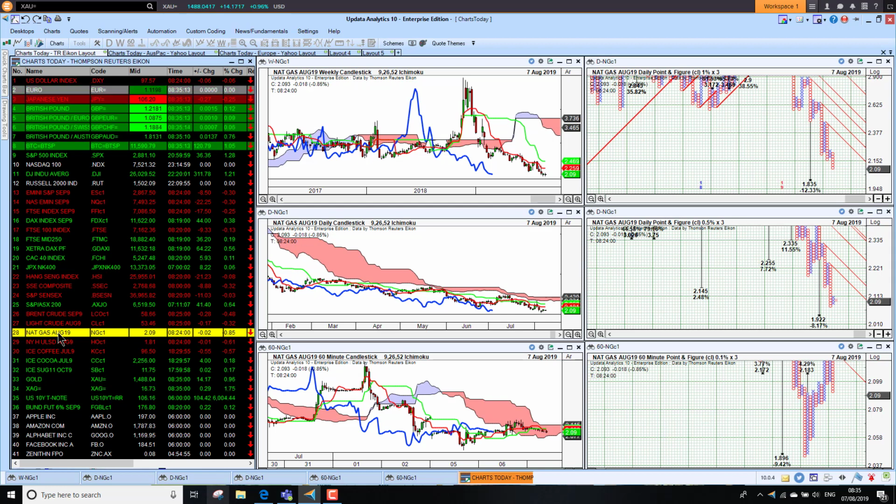It's only a matter of time really before we break that $2 mark, and that's what traders are looking for now. 183 is the long-term target. 192 is the medium-term target.